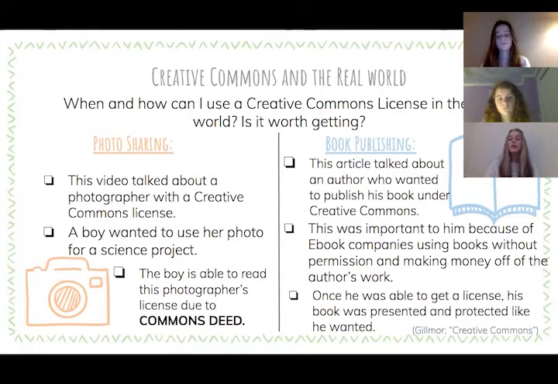So our author here was happy because once he was able to get his license and his book published, his work was presented and protected like he originally wanted.